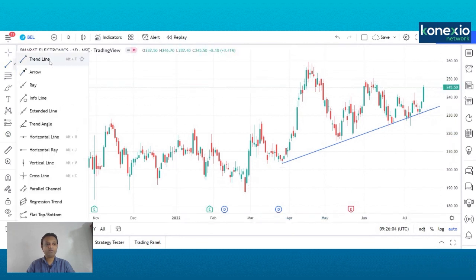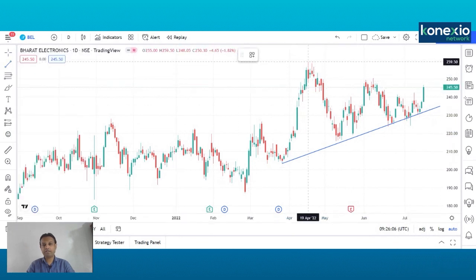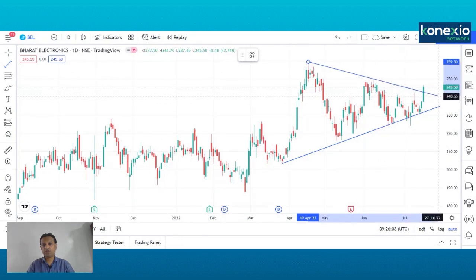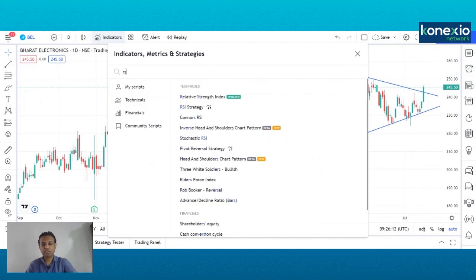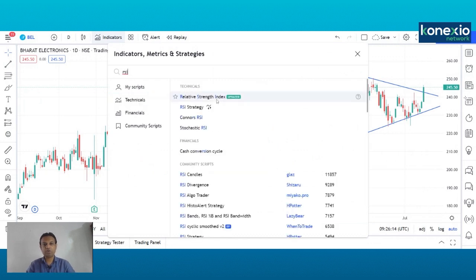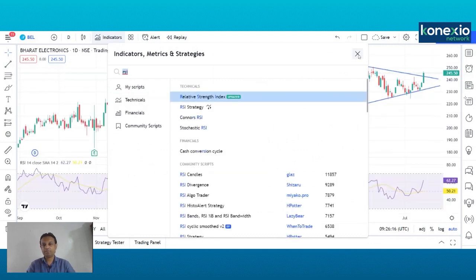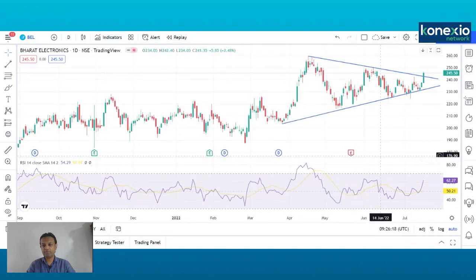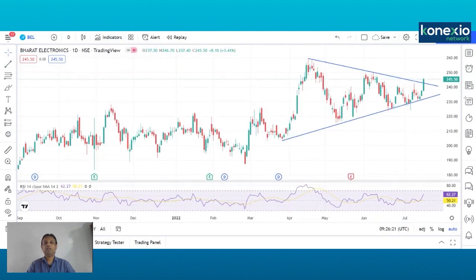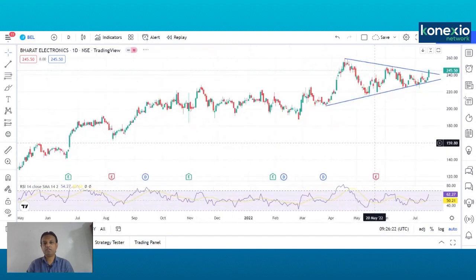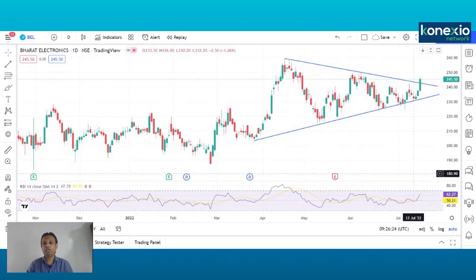This is a triangle formation. It has given a breakout. You can clearly see. Let me put an indicator RSI so that we will have a clear view of this particular setup. Now see, this is a clear-cut triangular breakout, RSI in a comfort zone. The stock is poised for a decent rally from these levels.